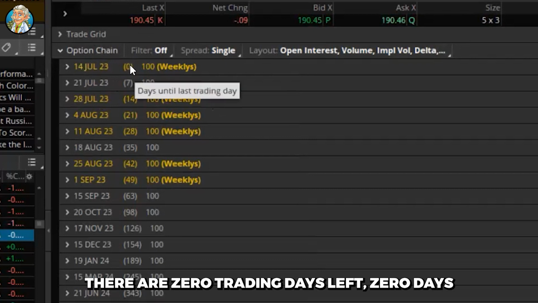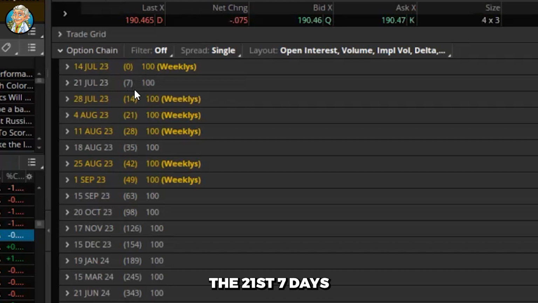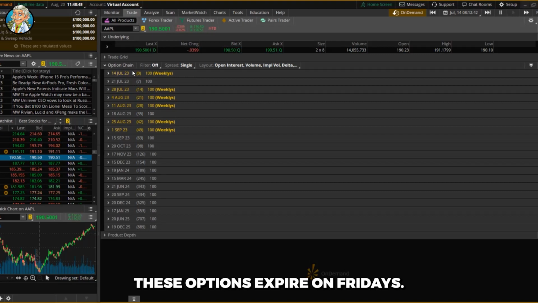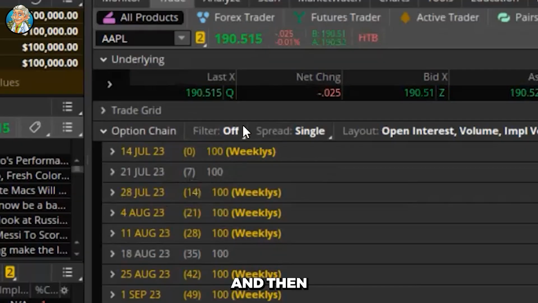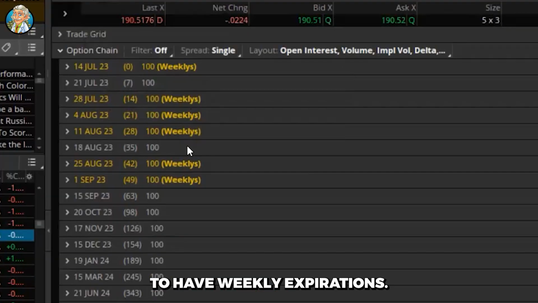There are 0 trading days left, 0 days until it expires. Next Friday, the 21st, 7 days, the 28th, 14, 21, and 28, and so on and so forth. As I mentioned in a previous part, these options expire on Fridays. And then Apple offers the opportunity to have weekly expirations.